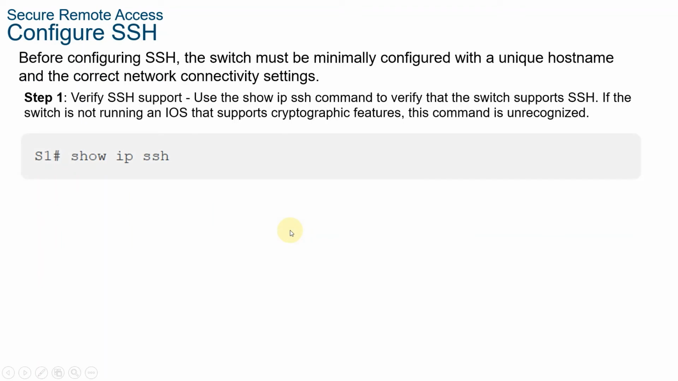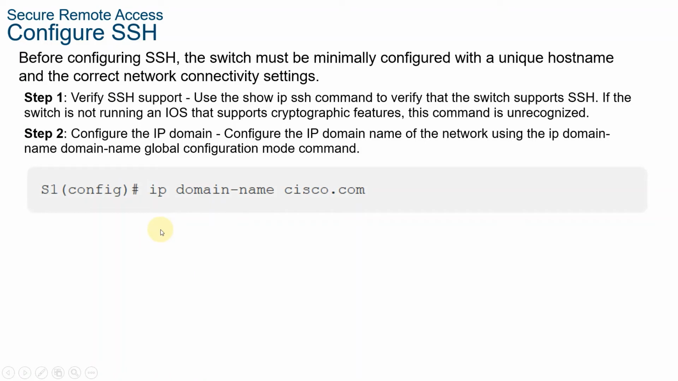So how do we configure SSH? Before configuring SSH, the switch must be minimally configured with a unique hostname and the correct network connectivity settings. Step 1 is to verify SSH support. Use the show ip ssh command to verify that the switch supports SSH. If the switch is running an IOS that supports the cryptographic features, then this command, show ip ssh, is recognized.